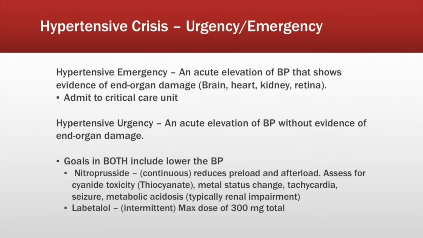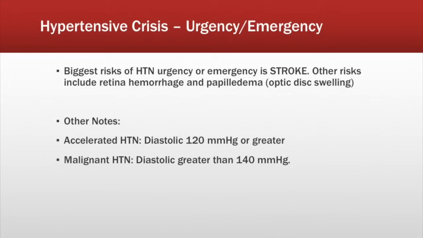Often the safer drug to use, and it's intermittent, is labetalol. You can give up to a max dose per day of 300 milligrams total, and it lasts a fair amount of time, between 4 and 6 hours. So you control the blood pressure over time, and it's much safer for the patient. One of the worst outcomes as far as the hypertensive urgency or emergency is concerned for the CCRN test is stroke.